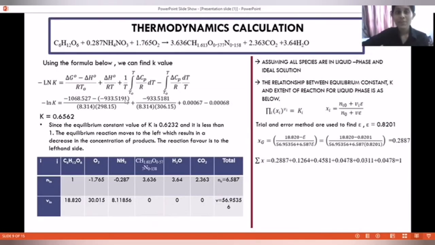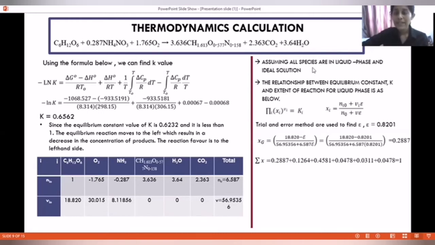Next, for thermodynamics calculation, we need to use this formula to find the value of K. Therefore, we need to know the Gibbs energy, the heat of formation, and also the heat capacity to find the value of K, which equals 0.6562, and this shows it is less than 1, therefore it will result in a decrease in concentration of the product.